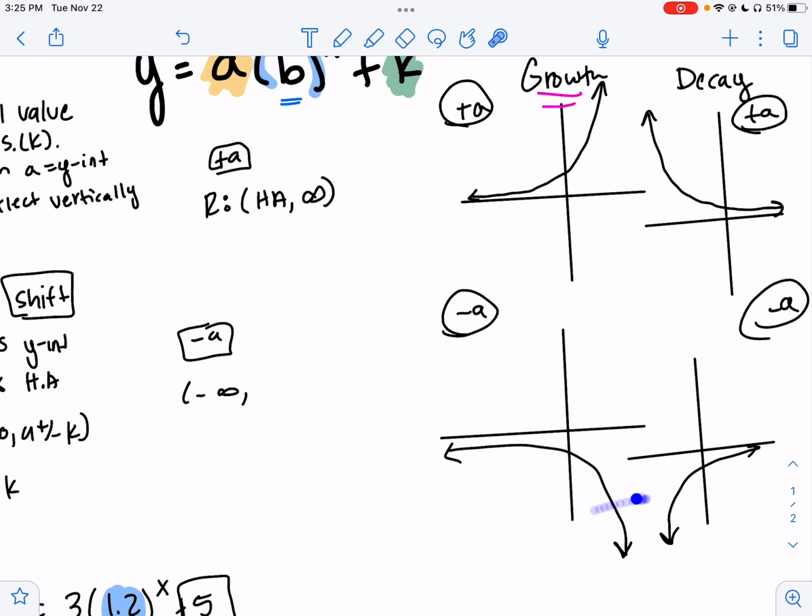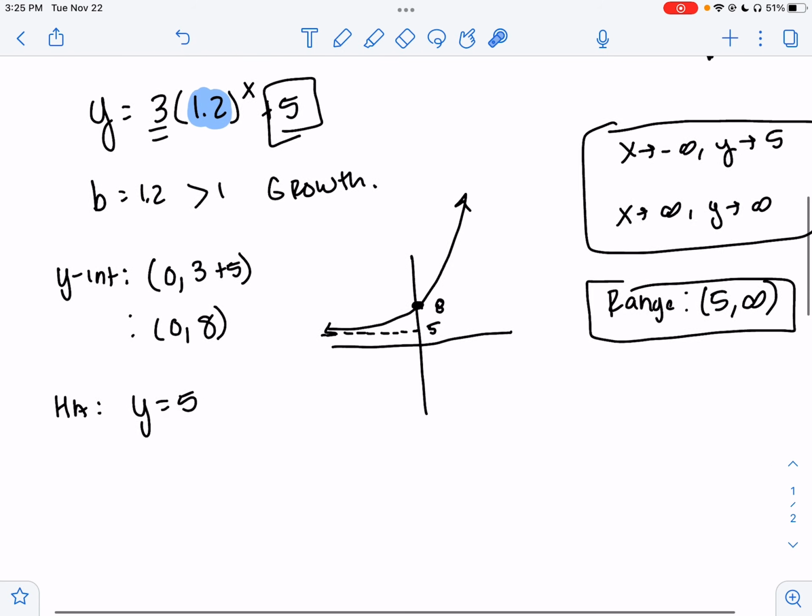Then where they stop is where it flattens out. It doesn't go above here. That flattening out is my horizontal asymptote. So this is how we could always write the range. Positive a is your horizontal asymptote up to infinity. Negative a is negative infinity up to your horizontal asymptote.